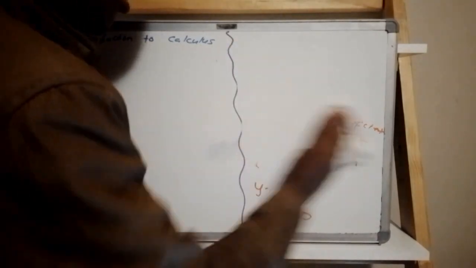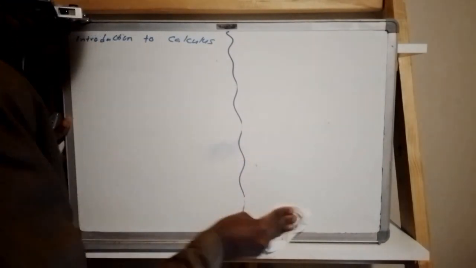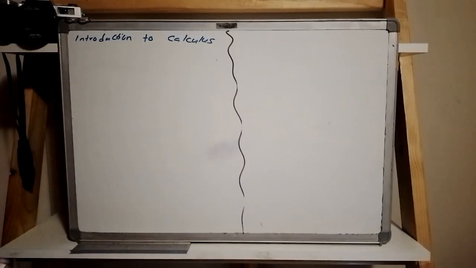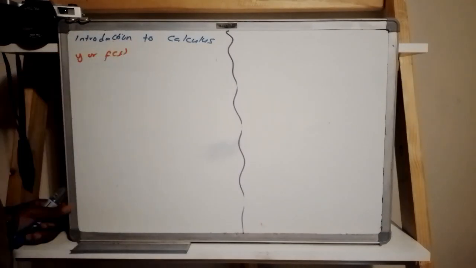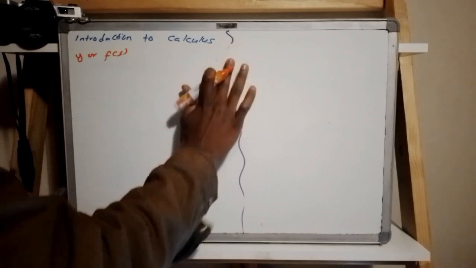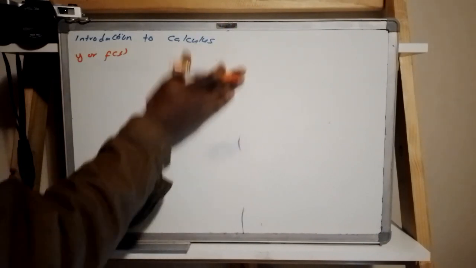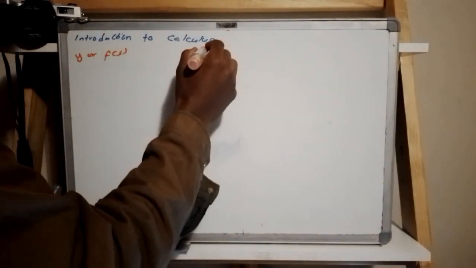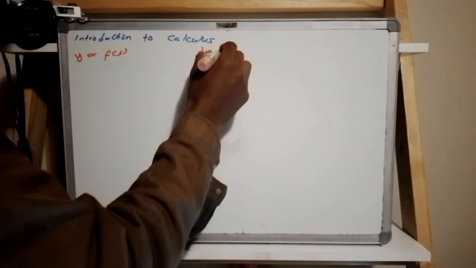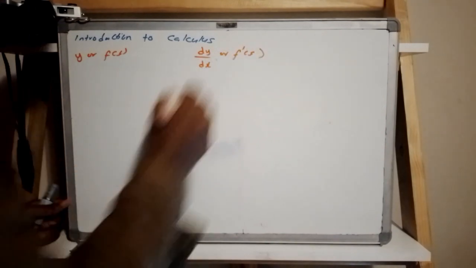Know that table as you know yourself. If you know that table, then you have the key to differentiation. This is y or f of x, right? When you differentiate y or f of x, you get dy over dx, or you'll get f prime of x.